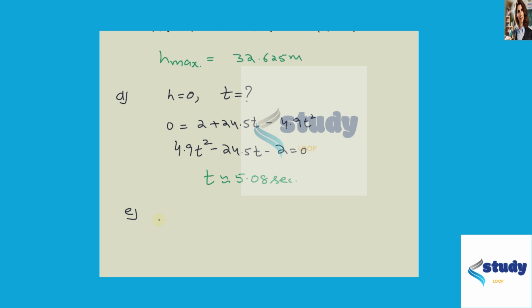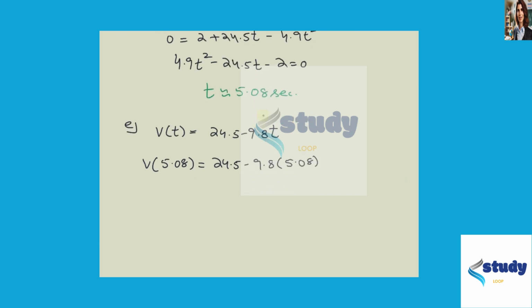Now answering the last part E, where we need to find with which velocity it hits the ground. As we know, the velocity function that we have calculated is 24.5 minus 9.8 times t. Now finding the velocity at t equal to 5.08, that will be equal to 24.5 minus 9.8 times 5.08, and solving this further we get a final result for the velocity, which will be equal to minus 25.284 meters per second. This is negative because it is traveling downward.